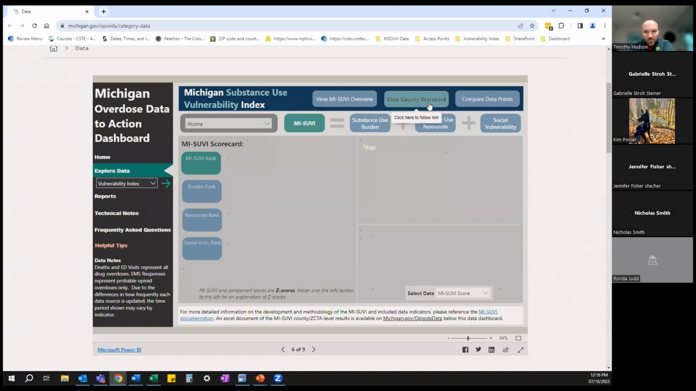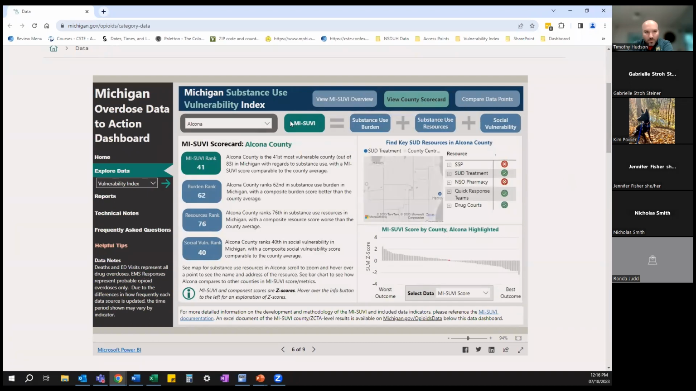On the second page, we have the county scorecard. I'm going to scroll down and click a different county, but this page is only available at the county level, not the zip code level. It overviews how that county is doing in terms of the SUVI and the components of the SUVI. It's like a report card. What's their rank? What does that mean? Are they better or worse than the Michigan average?